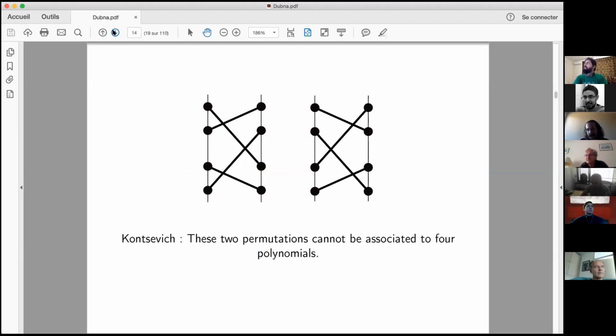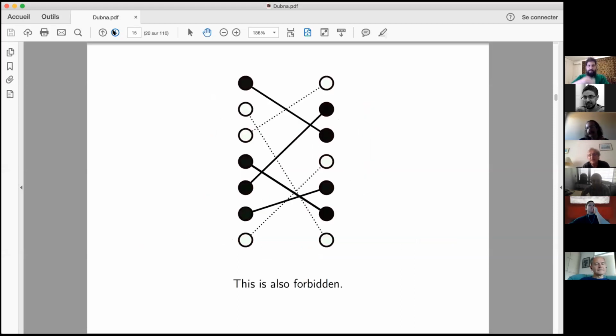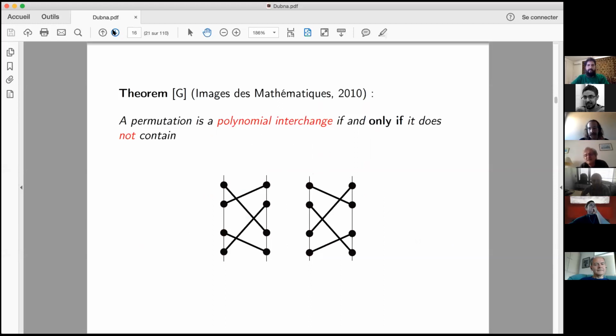And it's a very simple exercise that you can do yourself to check that among the 24 permutations of 4 objects, it's very easy to check that 22 are indeed possible, and that these 2 permutations that you can see on the slide are not possible, and they are the only forbidden permutations.